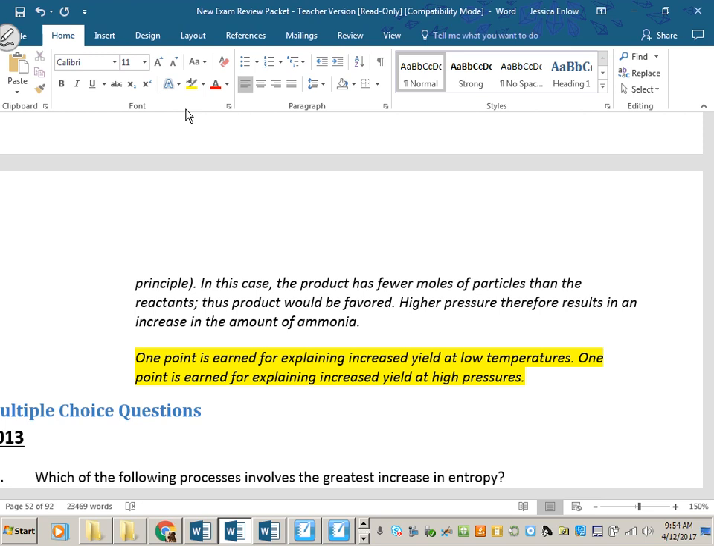Sorry about that. If you're starting on FRQs, you should start on the first one. If you're starting on just review because you're like, oh my gosh, I forgot so much equilibrium, we'll see what you get.